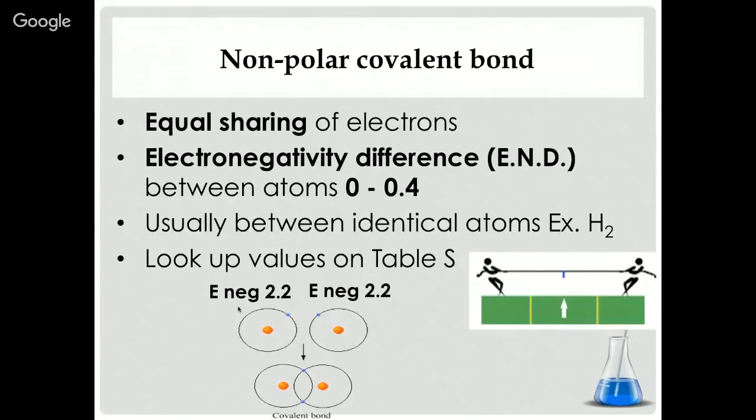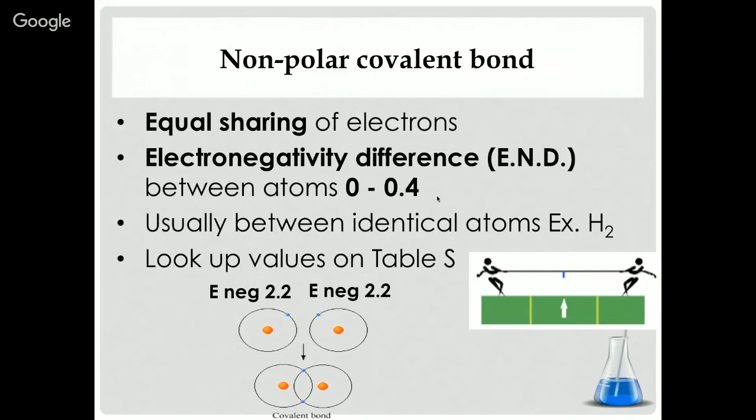So the nonpolar covalent bond is equal sharing of electrons. So if you think of a game of tug of war, and these are our valence electrons, then both atoms kind of have the same strength or same pull. And that pull is the electronegativity. So to categorize a nonpolar covalent bond, we look up on table S the electronegativity values of each atom. And the electronegativity difference, the END, has to fall between 0 and 0.4. So it's essentially showing that they have essentially the same strength of attraction, and therefore sharing those electrons equally.